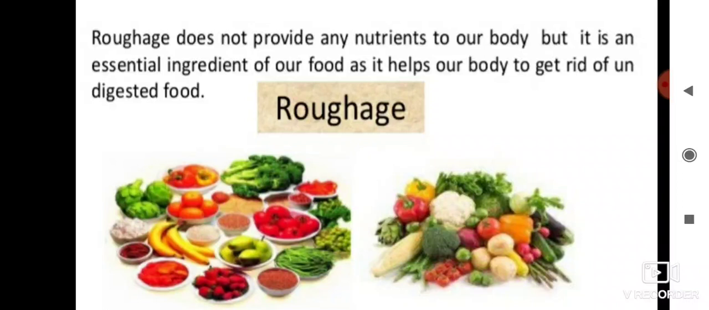Roughage is not a nutrient, please note down. Roughage is not a nutrient, but roughage is helpful to digest our food.